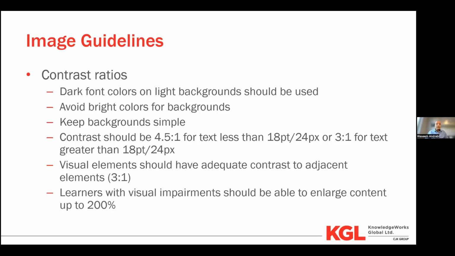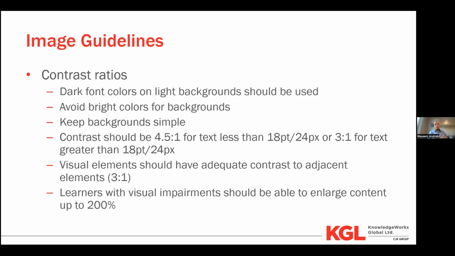What is recommended is using dark font colors on light backgrounds. Avoid the use of bright colors for backgrounds. Keep backgrounds as simple as possible. Contrast ratios for text should be 4.5 to 1 for text that is 18 points or lower, and 3:1 for text that's 18 points or greater. And visual elements should have an adequate contrast to adjacent elements. So anytime you have a red line and a green line, we need to make sure that there is a difference between the brightness of the two, at least to the level of 3:1, so that users can differentiate them because of the luminescence.